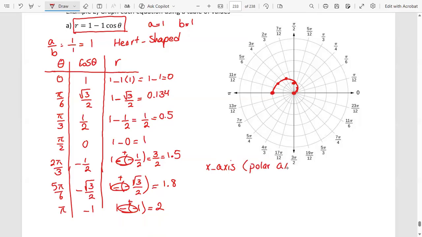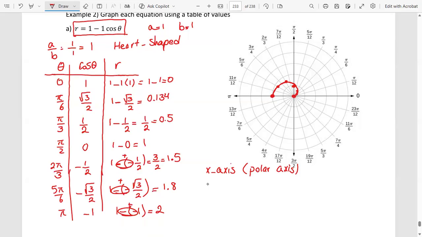If you want to make sure an equation is symmetric about the polar axis, you just need to replace theta by negative theta. If the equation doesn't change, that means it's symmetric. In this equation, if I replace theta by negative theta, since we learned that the cosine of a negative angle is exactly the same as the cosine of a positive angle, the cosine of negative theta is the same as cosine of theta, so you can see that the equation didn't change. When the equation doesn't change, that means it is symmetric.